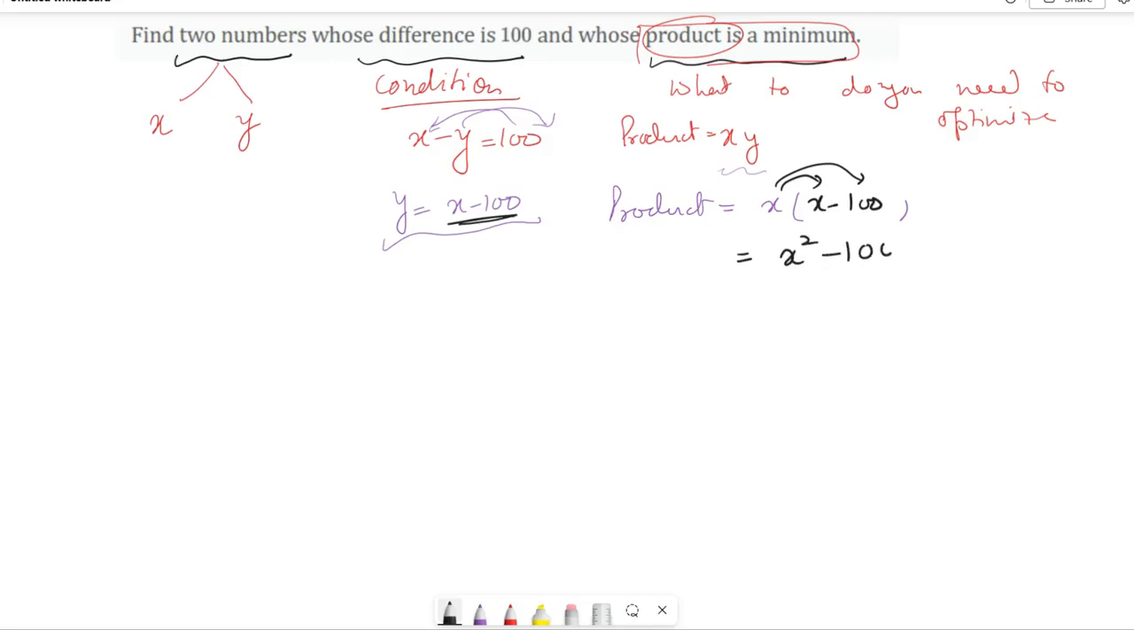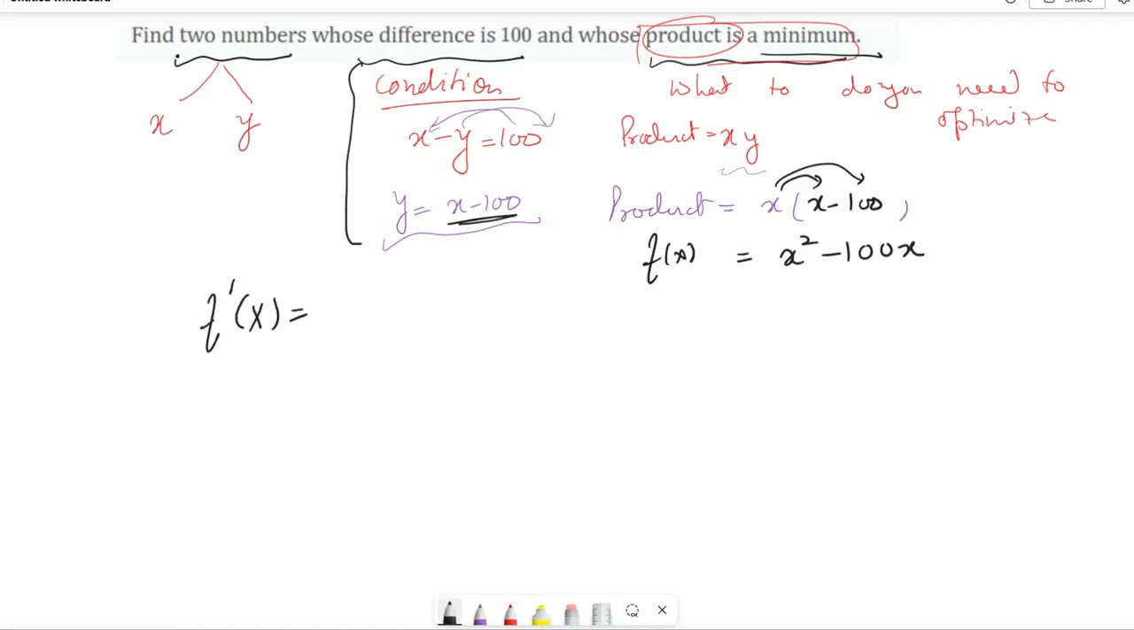You guys can notice that my product, which I want to optimize, meaning minimize, is a single variable function. So that I can name as my function. My function is the thing which we need to optimize. So we have to make it single variable using our condition, which we did. So this is our function. We want to find the minimum value of this, and we want to find two numbers which make it minimum. So now our calculus starts.